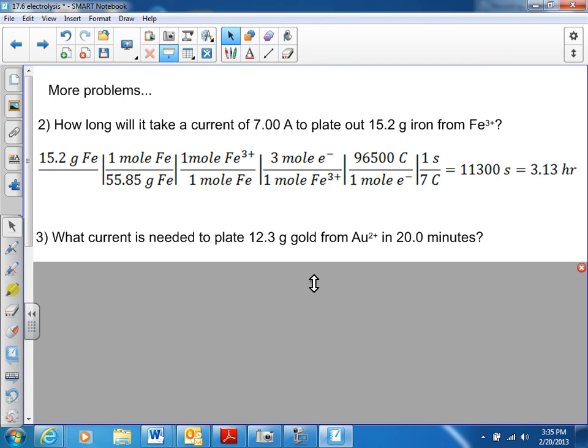All right, this problem is different. This time I'm asking for current, so I'm going to need coulombs per second. Oh, here's my time right here. I can get seconds there. So somehow this is going to give me coulombs. Well, if you look right up here, I can follow this model for getting to coulombs.